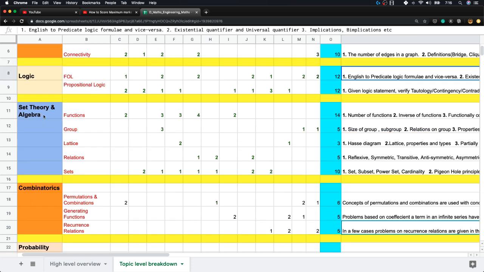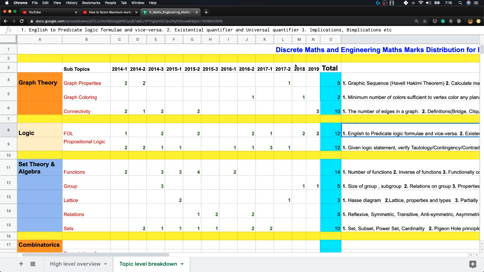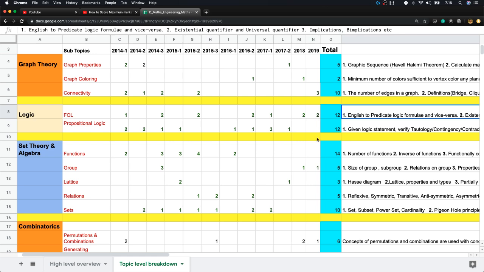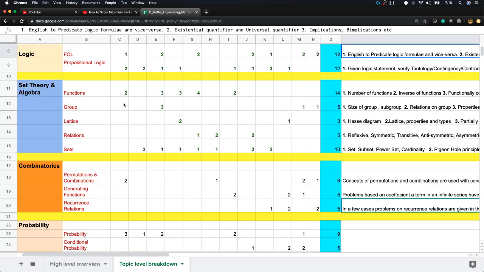Okay, set theory and algebraic structures. So here you can get a question from anywhere, to be honest with you. There is no pattern. Look at this. I think because the syllabus of discrete mathematics and engineering mathematics is so wide, when the examiners are setting up the papers, they try to cover everything. Some years they can cover more topics, some years they can't.